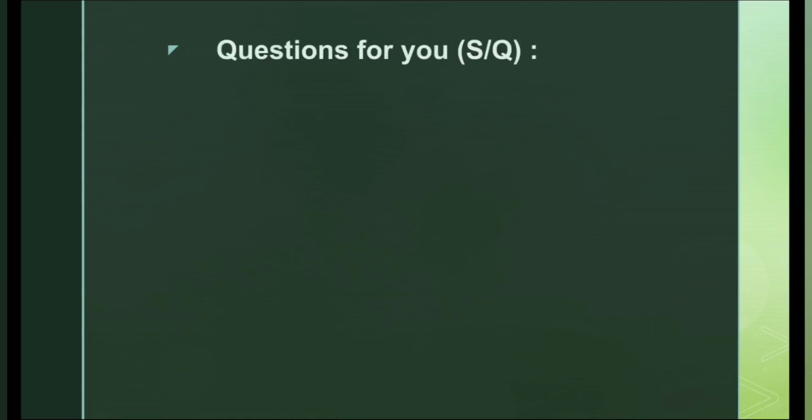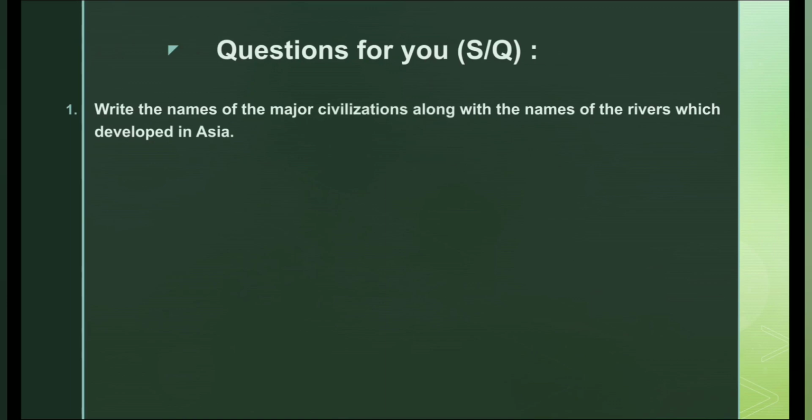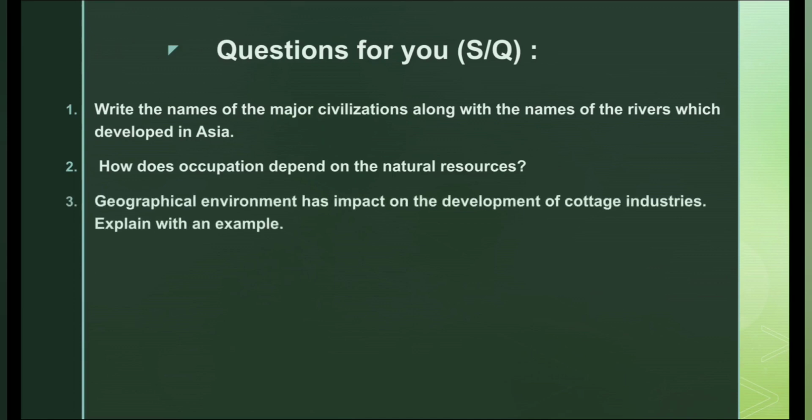So again some questions for you from lesson 2. First one, write the names of the major civilizations along with the names of the rivers which developed in Asia. Second one, how does occupation depend on the natural resources? Third one, geographical environment has impact on the development of cottage industries. Explain with an example. Fourth one, where do the weavers of the famous Dhakai sari live?